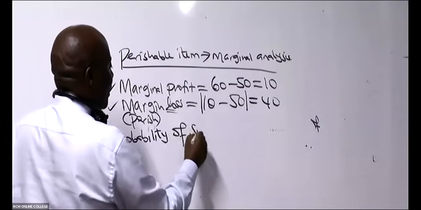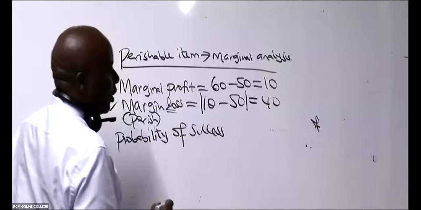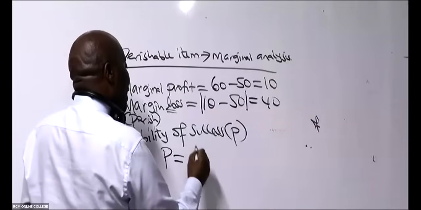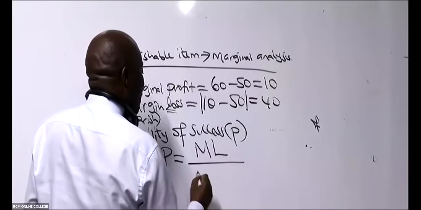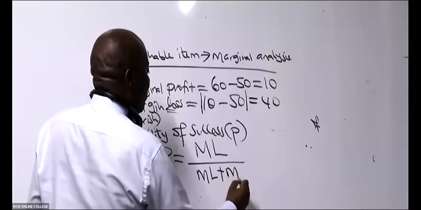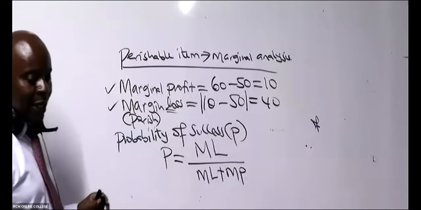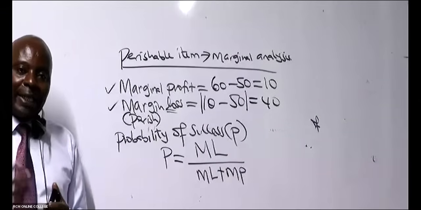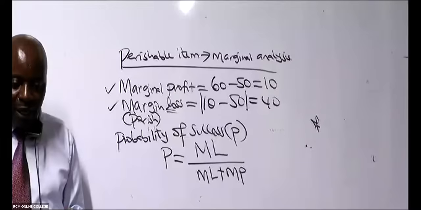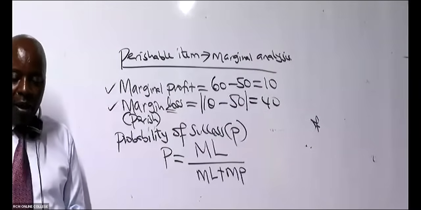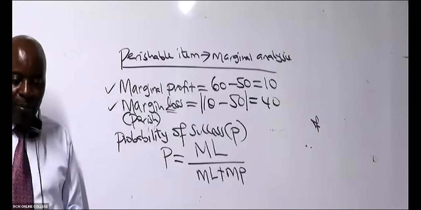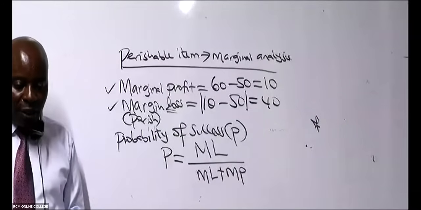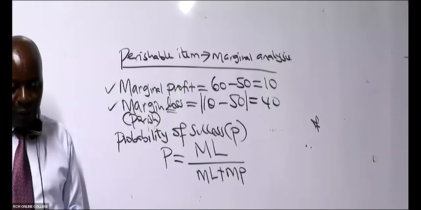Probability of success, which we shall be abbreviating as P. How do we get this P? To get P, we take marginal loss over marginal loss plus marginal profit. Please write this. Anytime they want us to get the probability of succeeding, we take marginal loss all over marginal loss plus marginal profit.